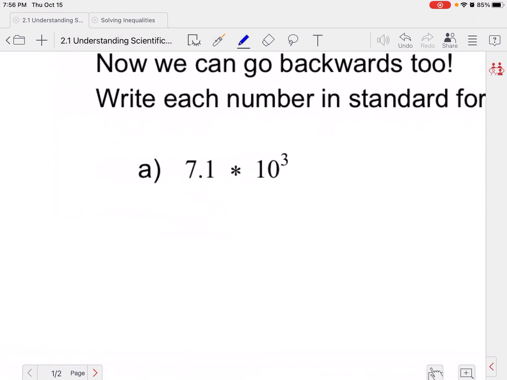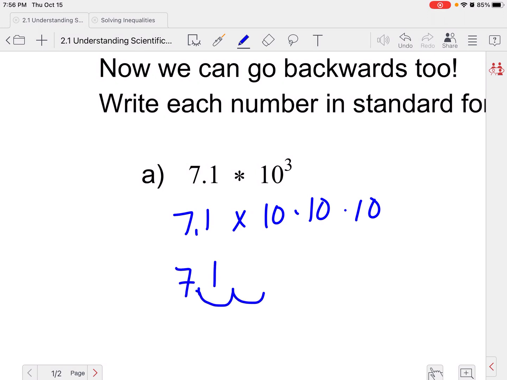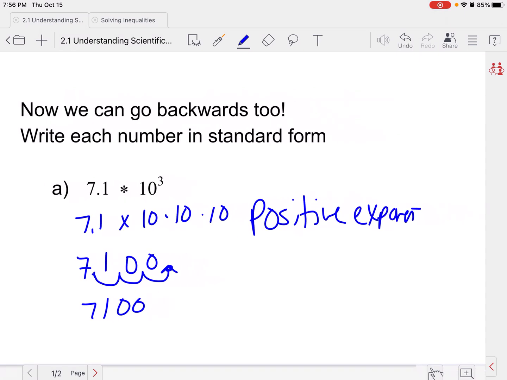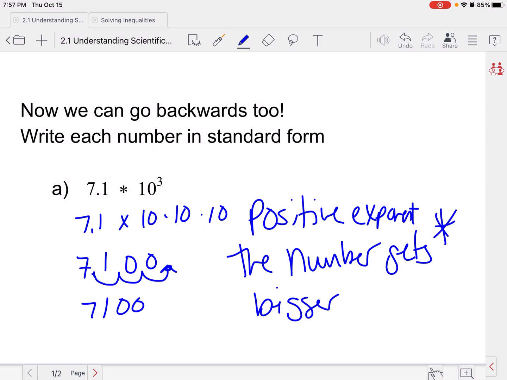Okay. All right. We can also go backwards. So I'll give you something in scientific notation, and I want you to write it as a real number. So when we have 7.1 times 10 to the third, think of it again like 7.1 times 10 times 10 times 10. So the number is going to get bigger, right? Because we're multiplying by more numbers. So 7.1, I'm going to move it 1, 2, 3 decimal places, and I can put zeros in place. And notice I moved it back, so I got a larger number. Okay, so if we have a positive exponent, the number gets bigger. And again, you should pause the video and go ahead and write that down.